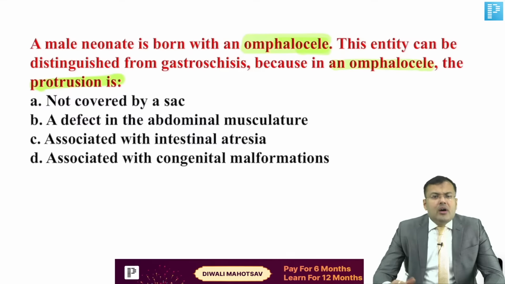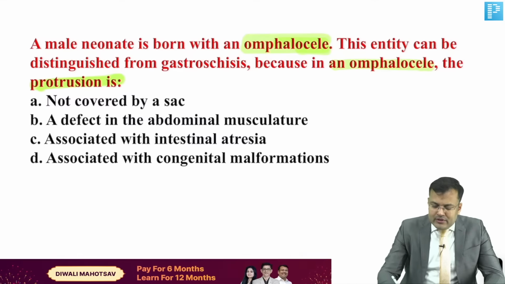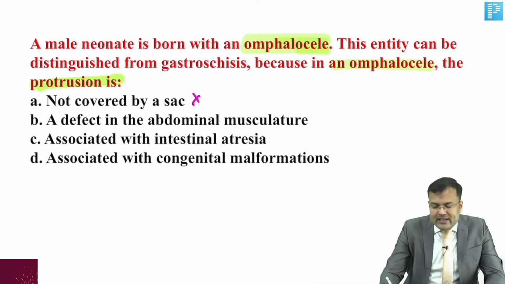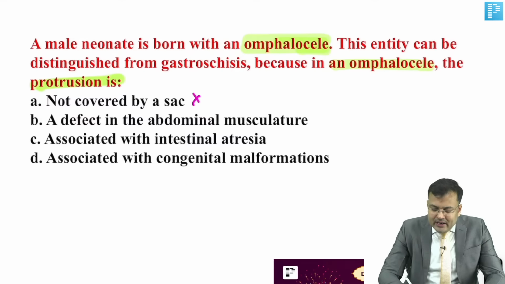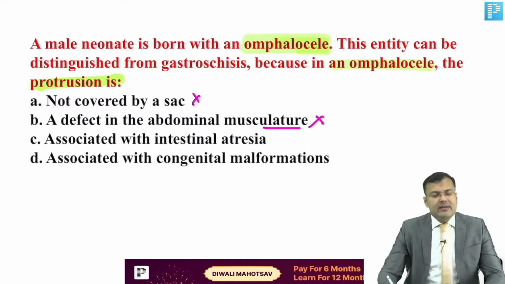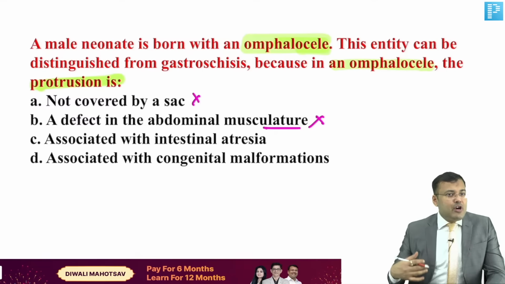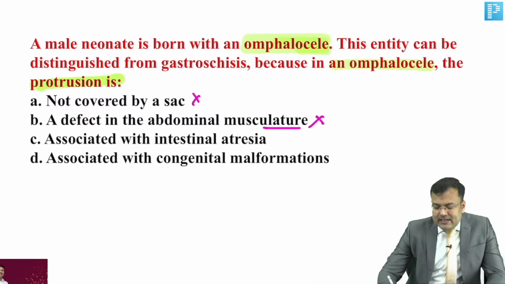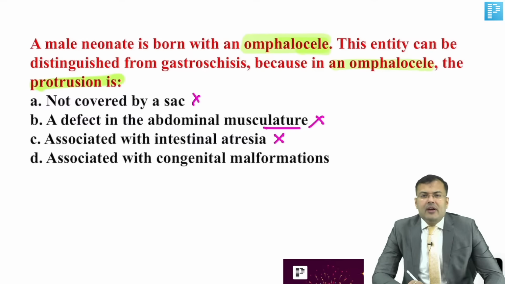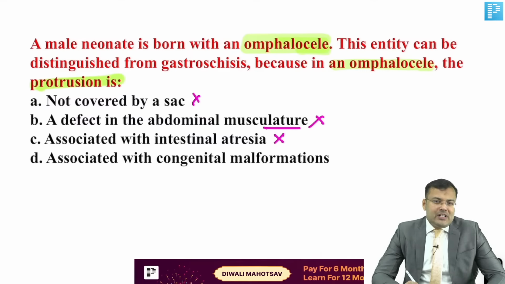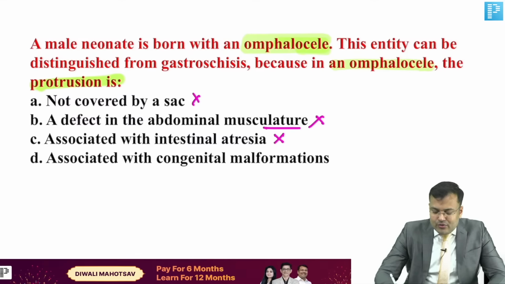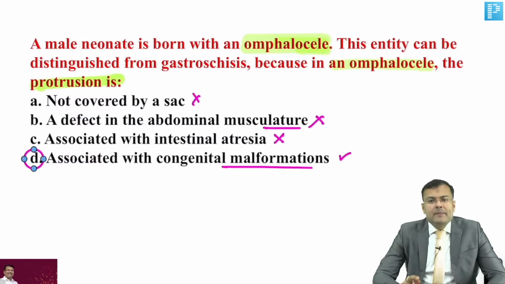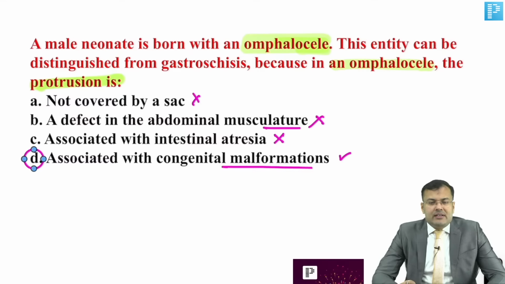So, here let's discuss one by one. Omphalocele, actually it's covered by a sac, and there are two layers. Outside there is amnion, inside there is peritoneum. It's a defect in abdominal musculature. Is it correct? Incorrect, because a defect in abdominal musculature, splitting, that is gastroschisis. It is associated with intestinal atresia. That is also incorrect, because gastroschisis is associated with intestinal atresia. Associated with congenital malformation, this is correct for omphalocele.